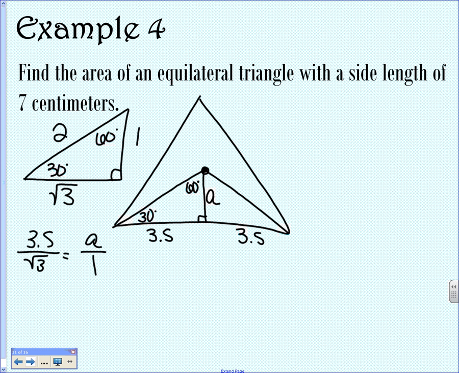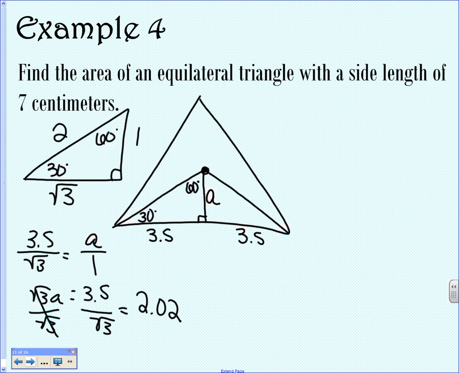Okay, y'all see how that works? So you should have square root of 3 times A equals 3.5, and then divide by the square root of 3, which is what as a decimal? Any questions on getting the apothem?